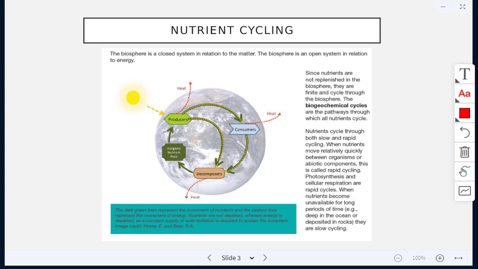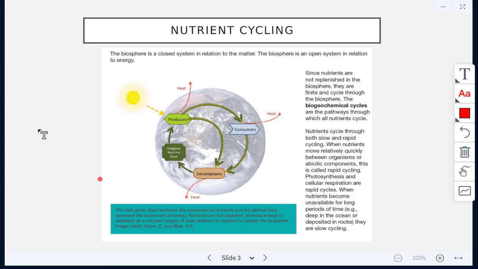So some nutrients are not replenished in the biosphere. They are finite and they cycle through the biosphere. And these are the biogeochemical cycles. And these are the pathways through which all nutrients cycle. So there's going to be both a slow and rapid cycling. When nutrients move quickly between organisms or abiotic components, that is called rapid cycling. For example, photosynthesis and cellular respiration, they are rapid cycles. When nutrients become unavailable for a long period of time, so for example, if the nutrients are deep in the ocean or they're deposited in rocks, then it's part of the slow cycling.